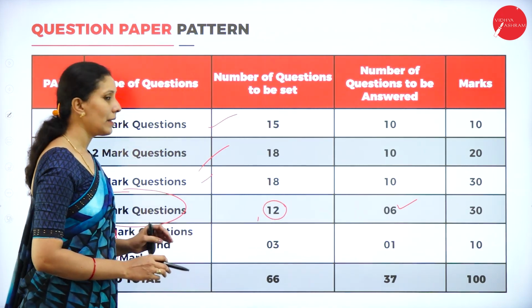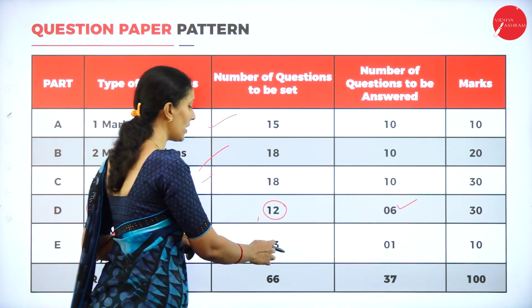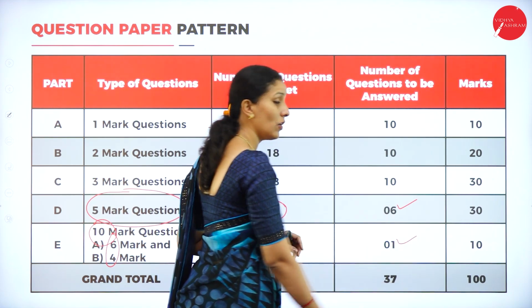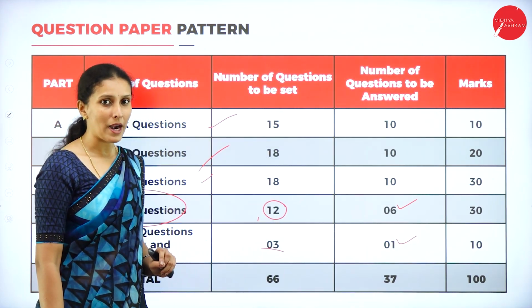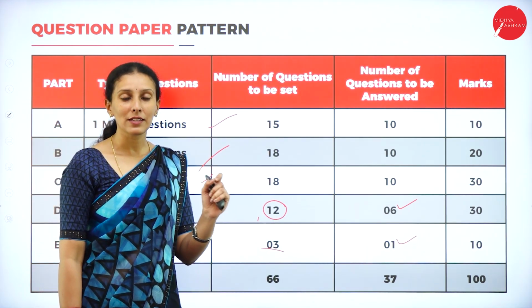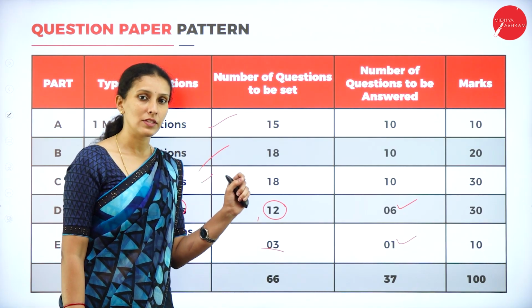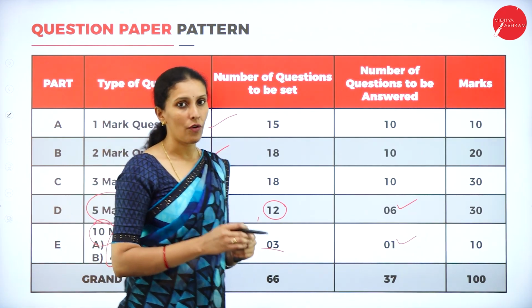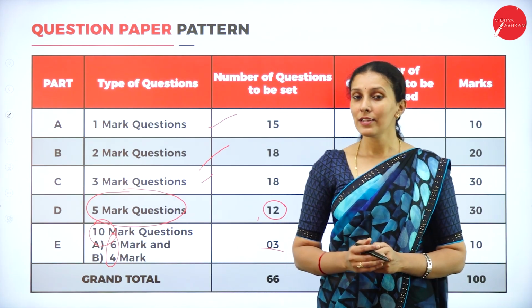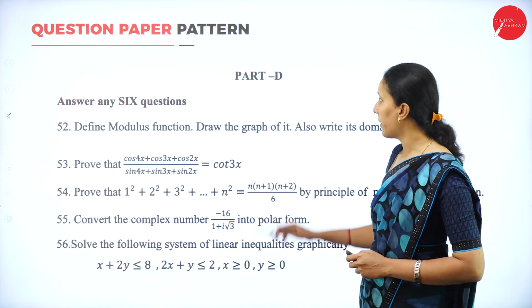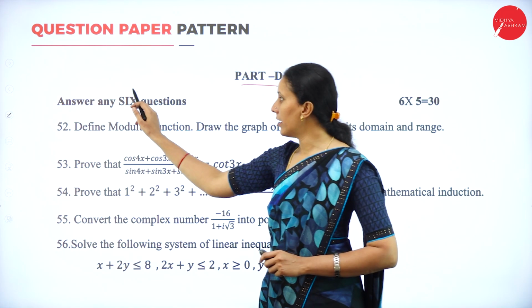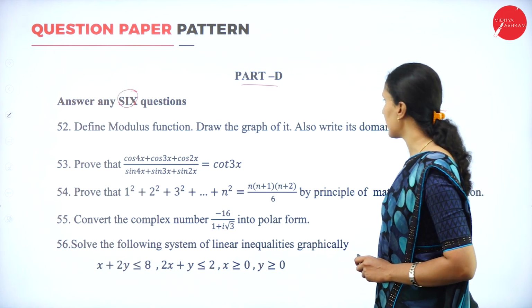In part E section, there will be 3 questions. You are supposed to answer only 1 question from part E, that is in the form of 6+4, one question for 6 marks and one question for 4 marks pattern. So let's look at the model question paper part D. Answer any 6 questions, 6 5s are 30.